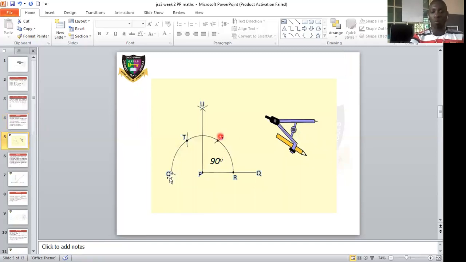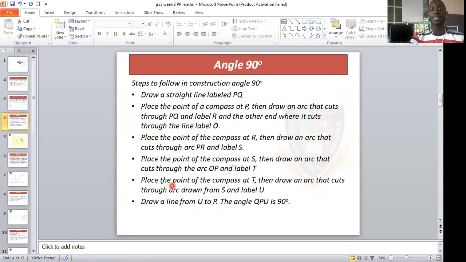This is arc OP. Place the point of the compass at X, and draw an arc. This is the arc here, and label it T according to the procedure. So the next step says place the point of compass at T and draw an arc that cuts the arc drawn from X and label it U.